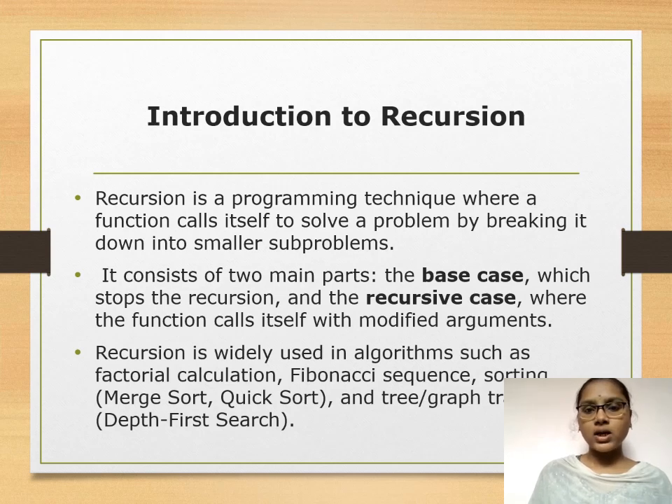Recursion is a programming technique where a function calls itself to solve a problem by breaking it down into subproblems. It consists of two main parts: the base case, which stops the recursion, and the recursive case, where the function calls itself with modified arguments. Recursion is widely used in algorithms such as factorial calculation, Fibonacci sequence, sorting techniques like merge sort, quick sort, bubble sort, and tree and graph traversals like depth first search and breadth first search.